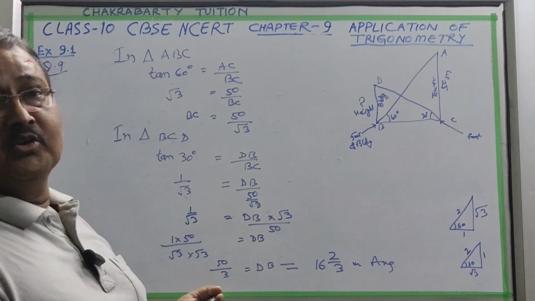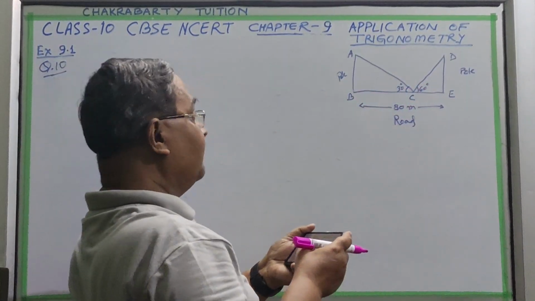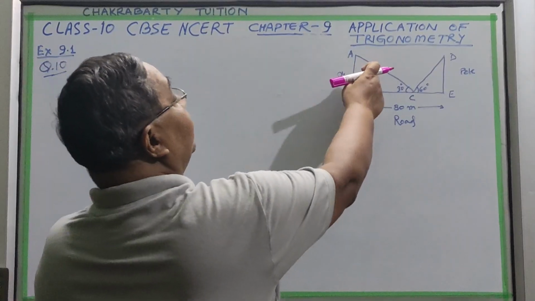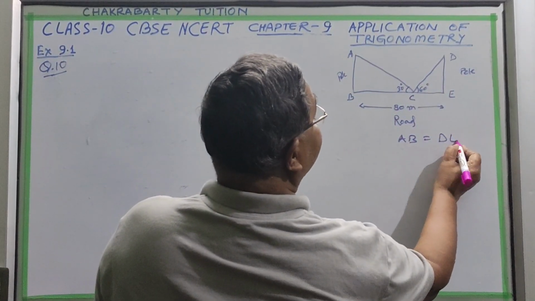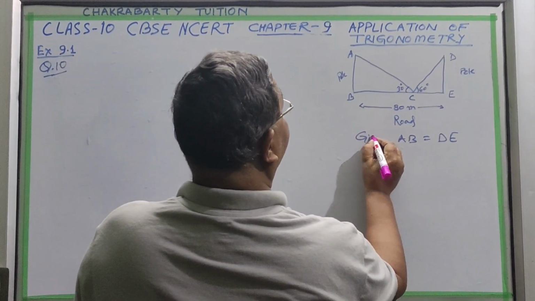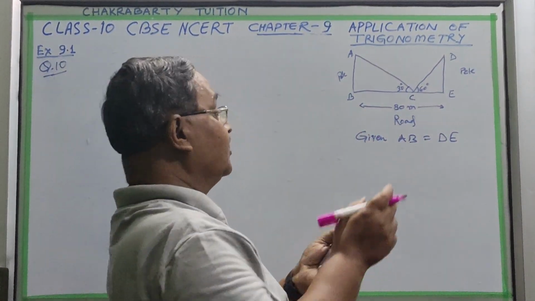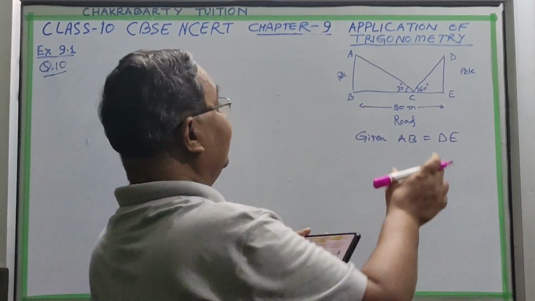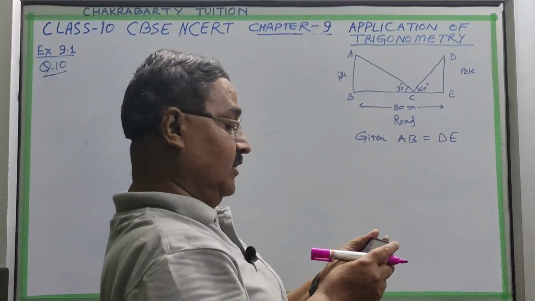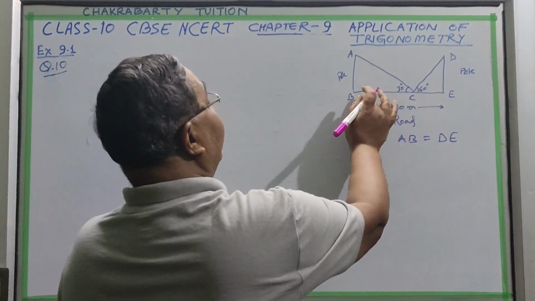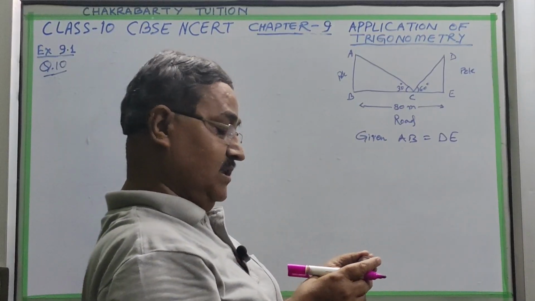Now we will go to question 10. Two poles of equal height, both are equal. That means AB is equal to CD. This is given. Of equal heights, opposite to each other on the side of a road. This is the road, and one pole is on one side and one is on the other side of the road, which is 80 meters wide. Means BC is equal to 80 meters.